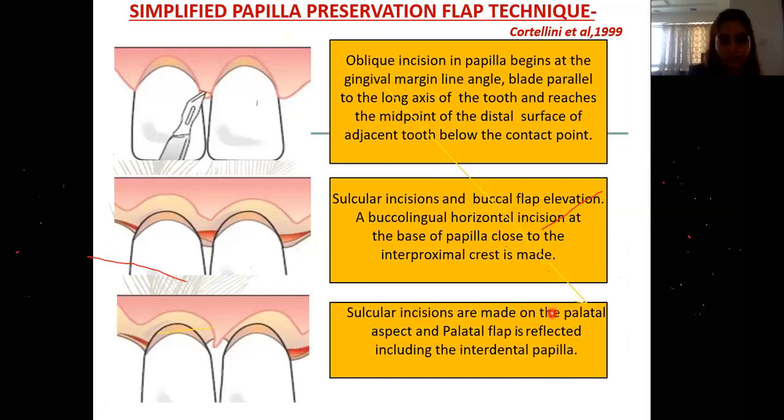Now here, an oblique incision in the papilla begins at the gingival margin line angle. The blade is parallel to the long axis of the tooth and reaches the midpoint of the distal surface of the adjacent tooth below the contact point. Sulcular incisions and buccal flap elevation is then done. A buccolingual horizontal incision at the base of the papilla close to the interproximal crest is made. Sulcular incisions are made on the palatal aspect and the palatal flap is reflected. Then debridement is performed and sutured accordingly.